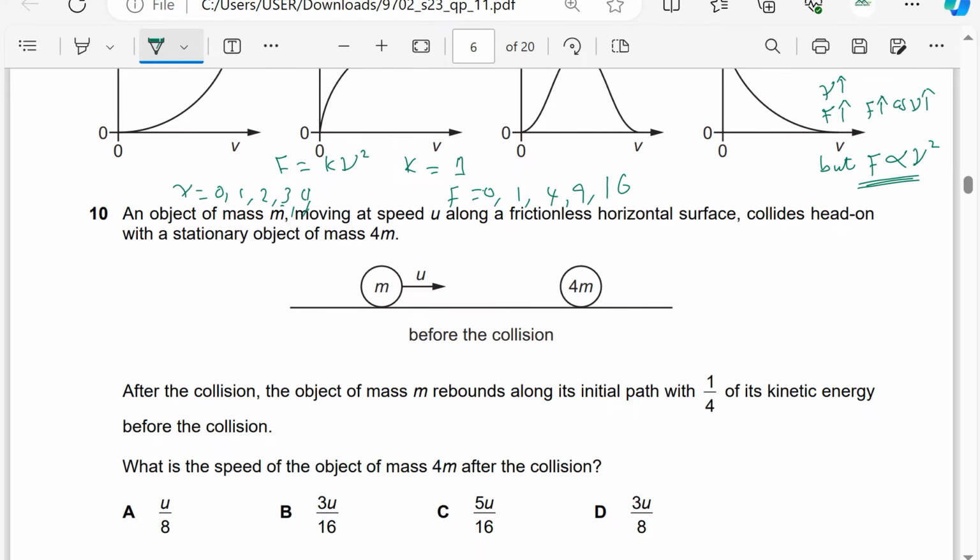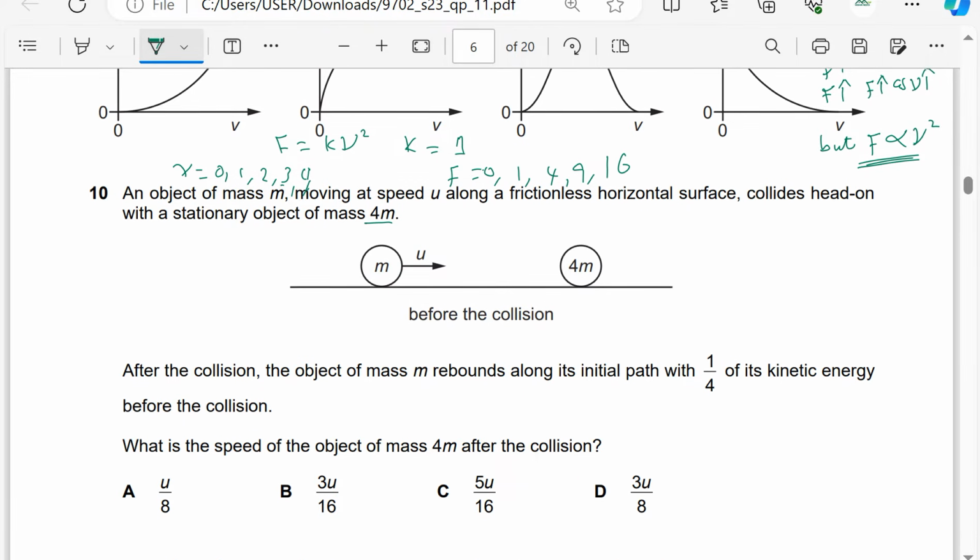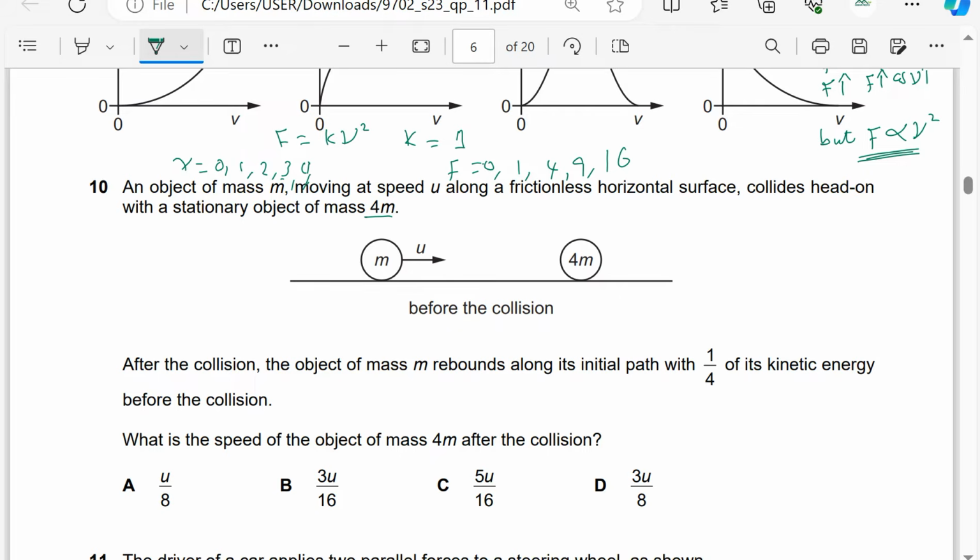Okay, an object of mass m moving at a speed u along a frictionless horizontal surface collides head-on with a stationary object of mass 4m. So this is before the collision. After the collision, the object of mass m rebounds. That means it moves in the opposite direction along its initial path with a quarter of its kinetic energy before the collision. What is the speed of the object of mass 4m after the collision?